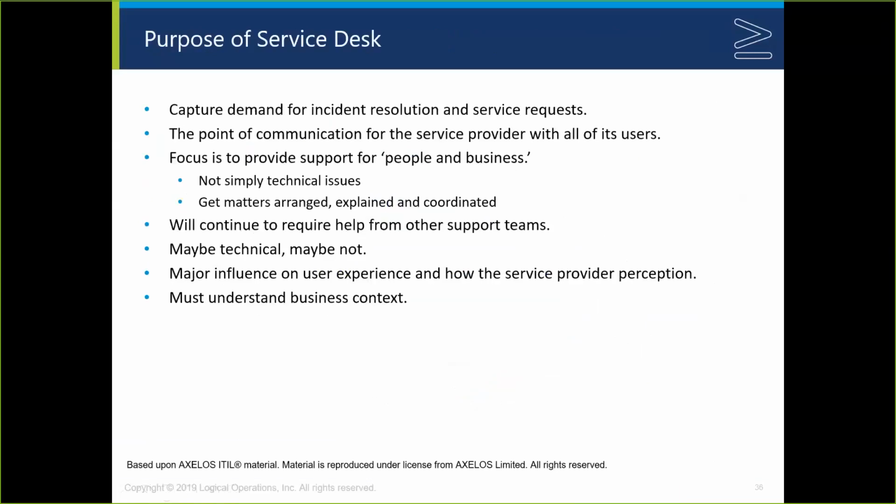The service desk practice formal definition is to capture demand for incidents and for service requests, and to serve as our coordination point. The role has matured over time. This is very much a coordinator and communicator role, helping the business get things dealt with in various forms.